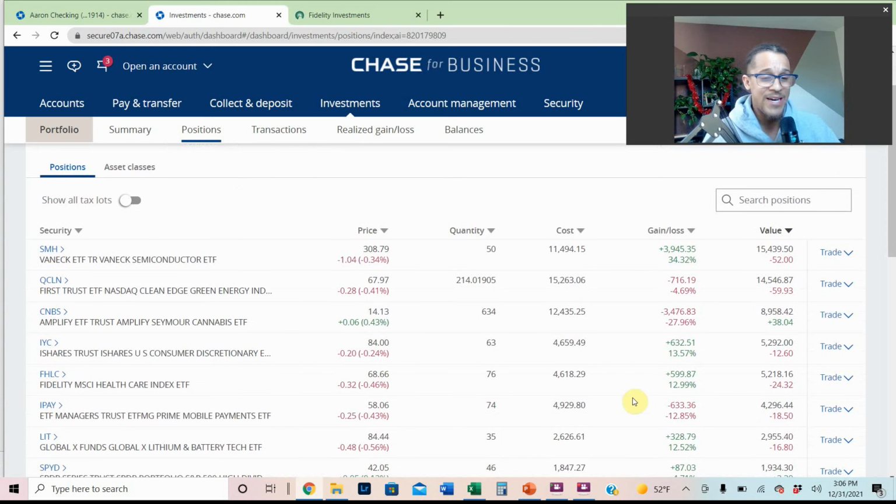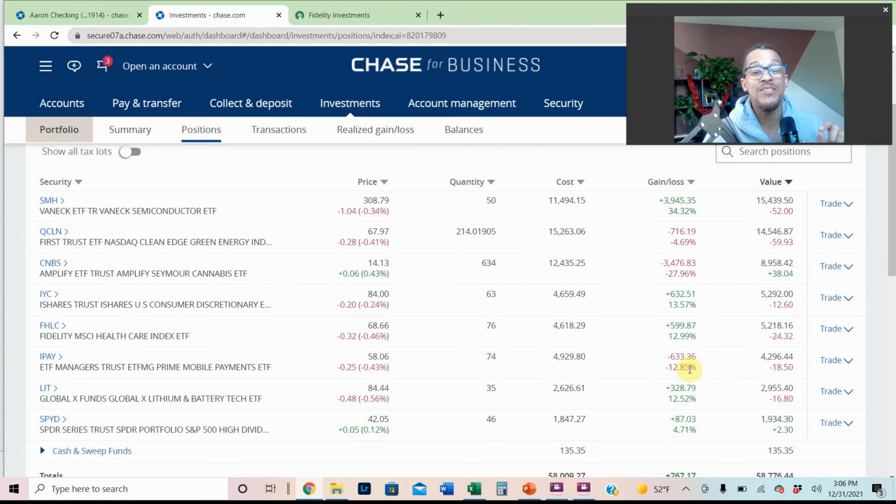But outside of that, IYC did 13%. FHLC did another 13%. iPay, this one I was a little bit shocked by, and I don't really have a complete understanding as to why this one is down 12%. This is your Visas, MasterCards, Squares, PayPal, a lot of American Express, Fiserv is in there, Affirm is in there, and Bill.com, I think, are the big ones that I'm trying to remember off the top of my head that are in there.